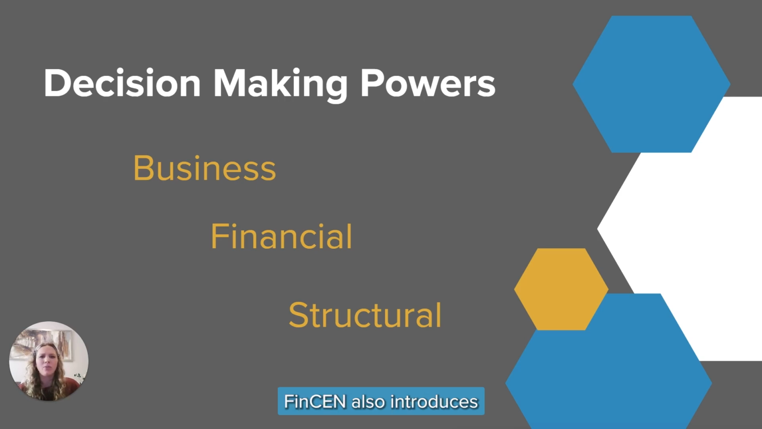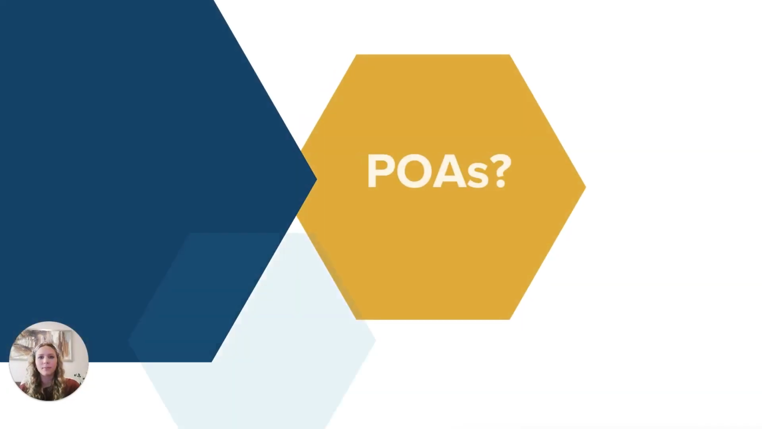FinCEN also introduces a fourth, broader category in the regulations, often referred to as the catch-all. This category includes any other form of substantial control over the reporting company. This means that control exercised in atypical and unique ways can still be considered substantial. These categories of substantial control may lead professionals to advise their clients to err on the side of caution, and any individuals on the fence of the definition might safely be reported.